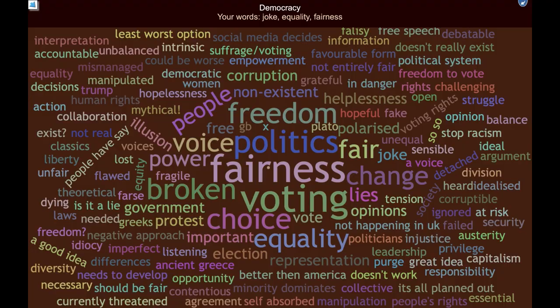We're going to take a look at our word cloud. I like this comment that Eliza said: if you force voting, you get a lot of people voting badly. Let's see what everyone at home has said. There are so many words coming up. Right, slap bang in the middle of our word cloud is fairness. And broken, and voting, and choice, equality, freedom, voice, power, people, change. Many, many other words in here as well. So: intrinsic to society, currently threatened, necessary, a great idea, capitalism. I'm going to just hold this up for a second so people can read it.